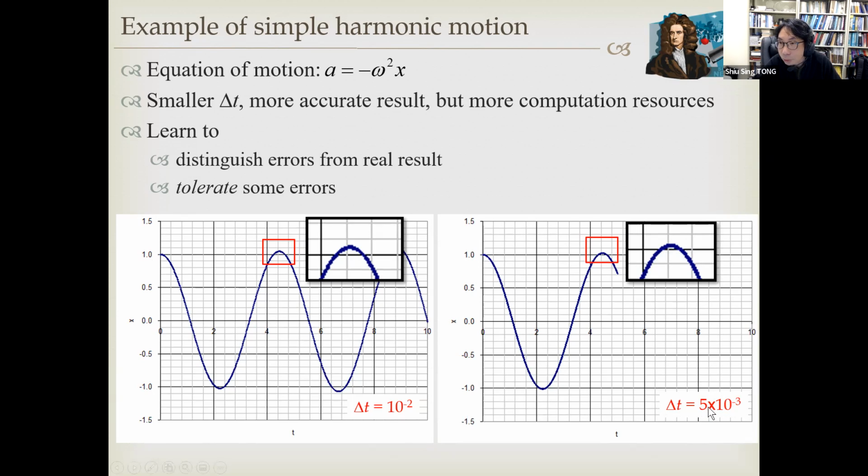For example, to 10 to the power minus 3. If you do that, you will find that this discrepancy will be even smaller. And so by decreasing delta t, you know that it surely is a kind of numerical error. So you should be able to distinguish the error from the real result. And you should always tolerate some errors. There's no numerical calculation that does not carry an error. Okay, so you should learn to tolerate a little bit of error, even though the results are not perfect. Okay.